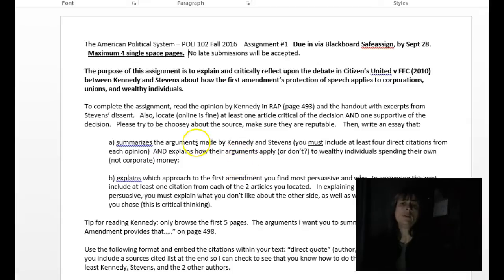What I want, the assignment is going to require you to do a couple things. Number one, summarize the arguments made by Kennedy and Stevens in their pieces of the decision. And I want 4 direct citations from each one of those with the reference to the pagination in the editions I've given you.